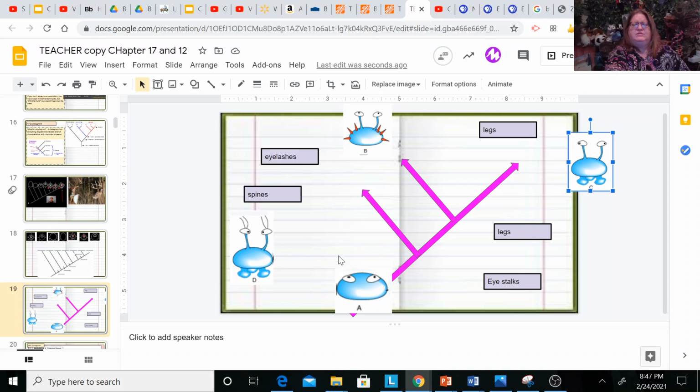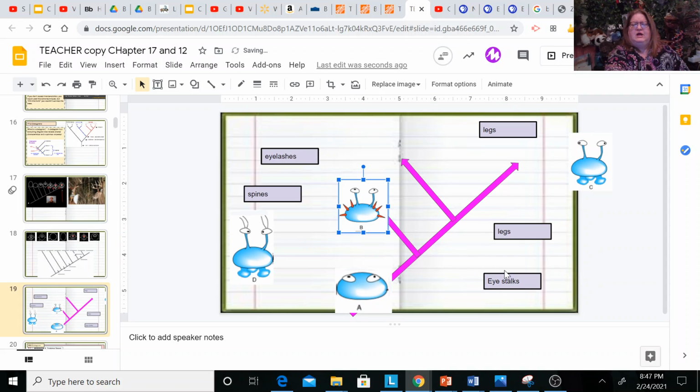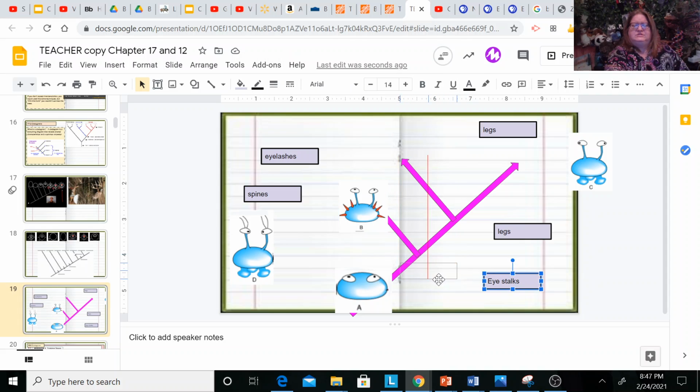And maybe you think, okay, well, these guys, D and C, have the most characteristics. So they're going to be a little different from A. Who's the closest to A? Well, B is the closest to A. But let's figure out how he differs. Well, he differs because he has eye stalks. So what we're going to do is we're going to put that characteristic before the split. And we're going to say, okay, here's this little critter. And then there's eye stalks and everybody after this.